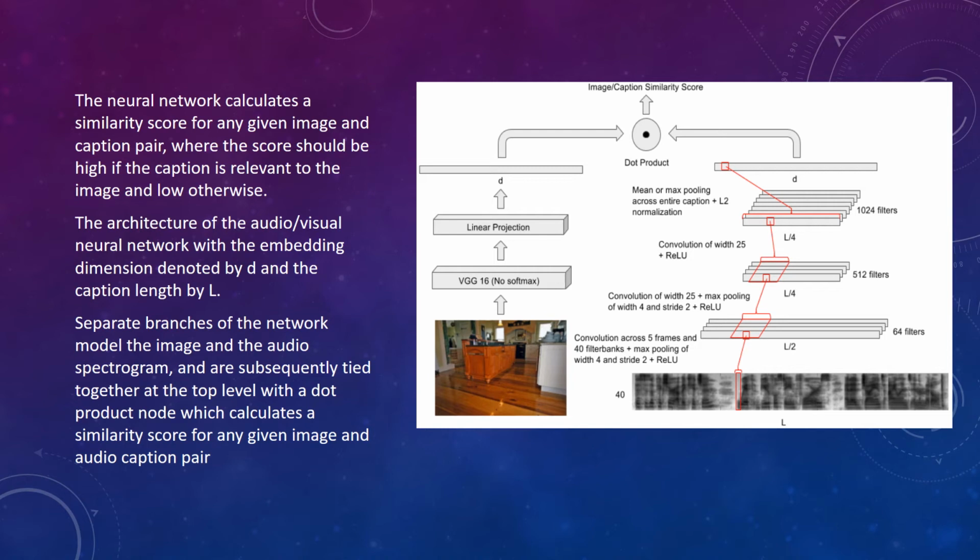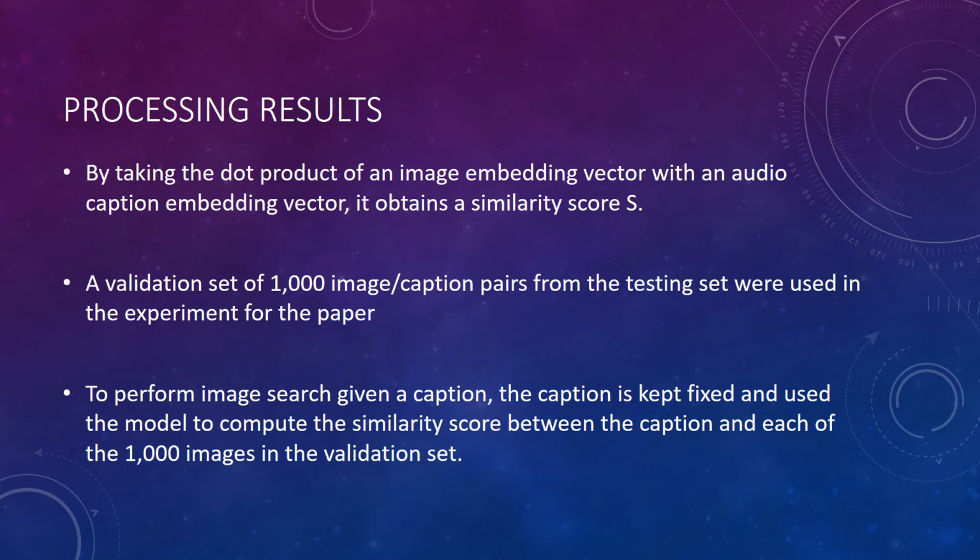The architecture of the audio-visual neural network, with the embedding dimension denoted by D and the caption length by L. Separate branches of the network model the image and the audio spectrogram, and are subsequently tied together at the top level with a dot product node which calculates a similarity score for any given image and audio caption pair. So that's why there are 2 separate branches and they come together with the dot product. Finally, processing the results by taking the dot product of an image embedding vector with an audio caption embedding vector, it obtains a similarity score called S.